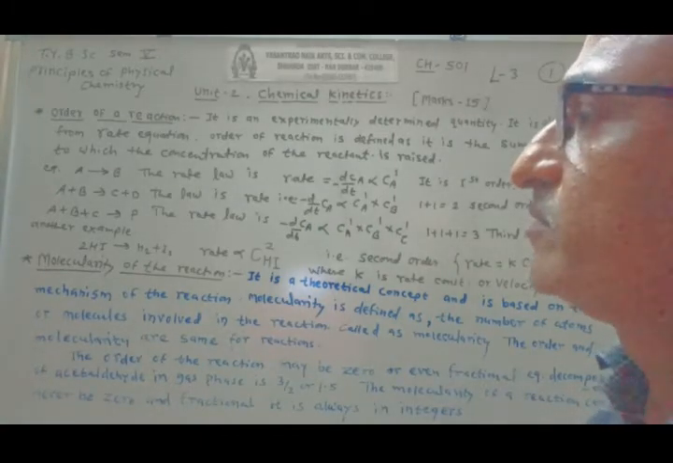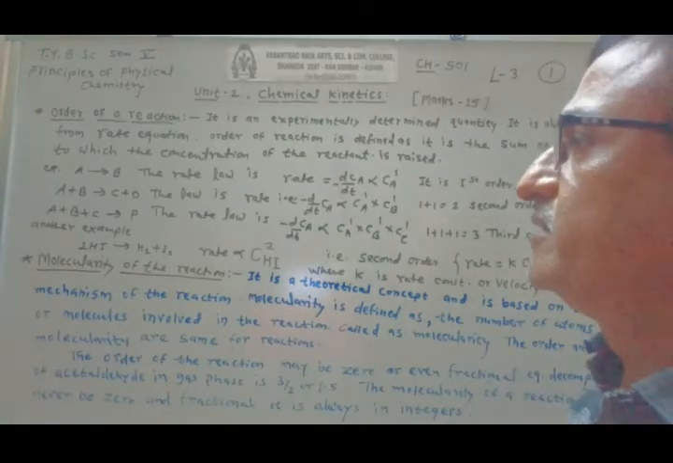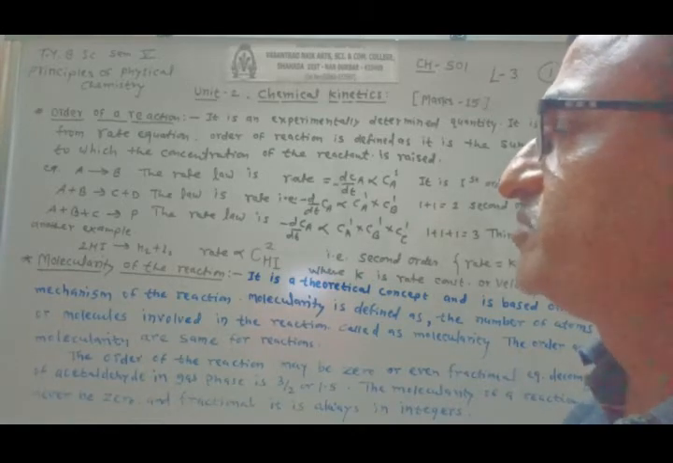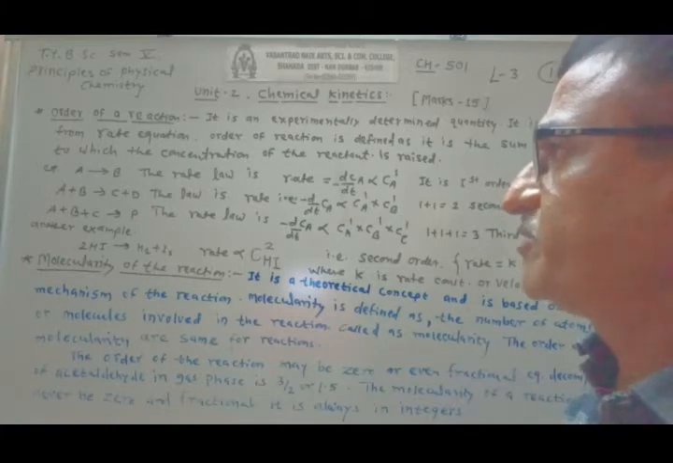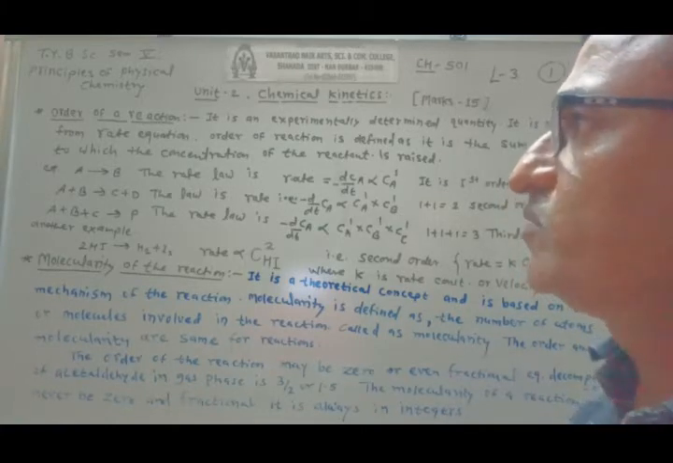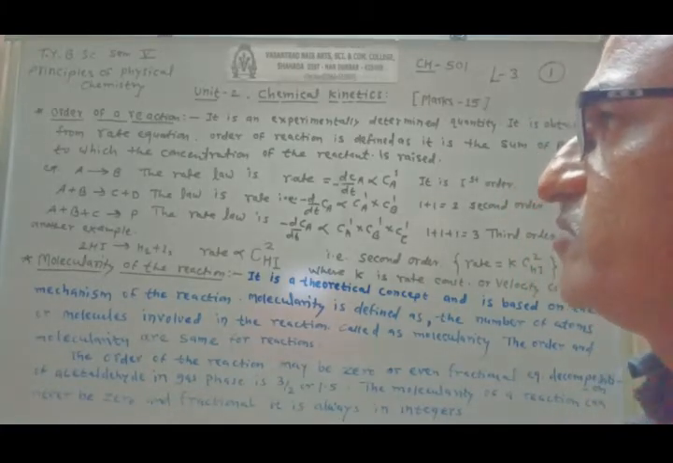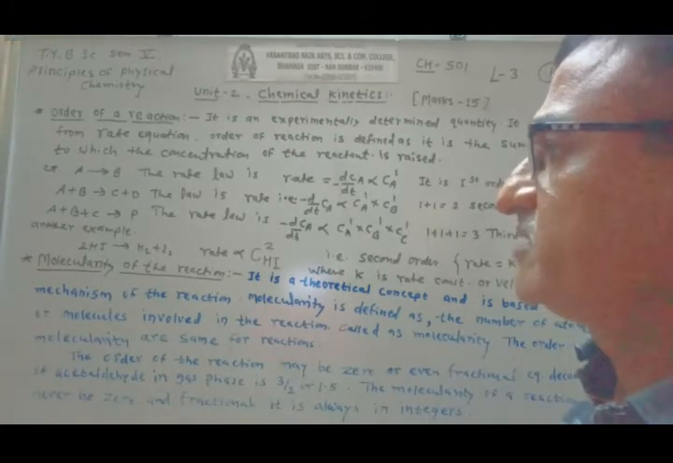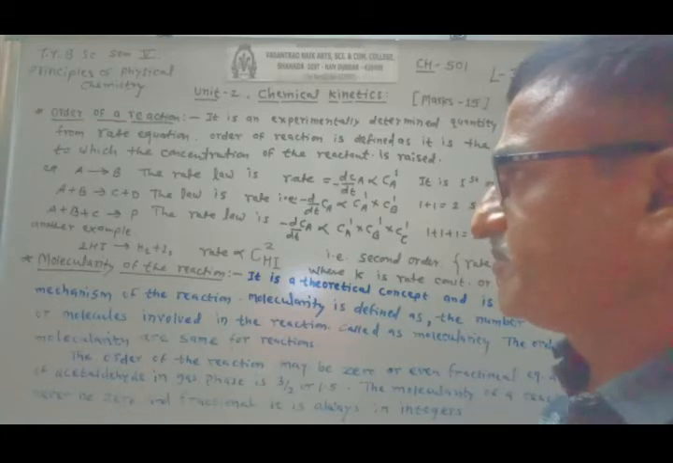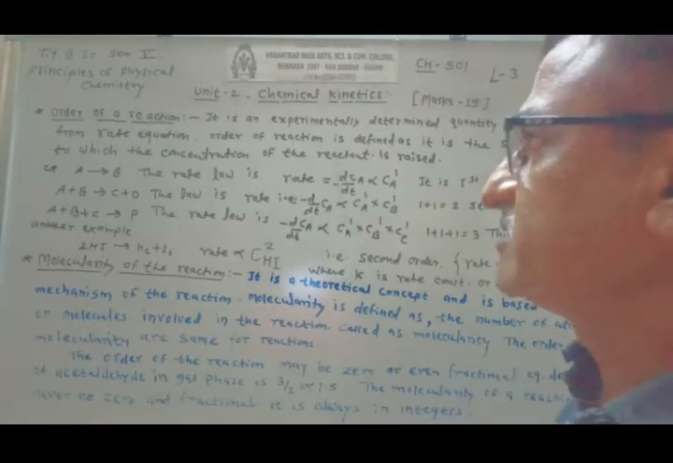We have already discussed the factors affecting the rate of reaction. Now some basic terms which are involved in this chapter are order of a reaction and molecularity of the reaction. So first, consider the order of the reaction.